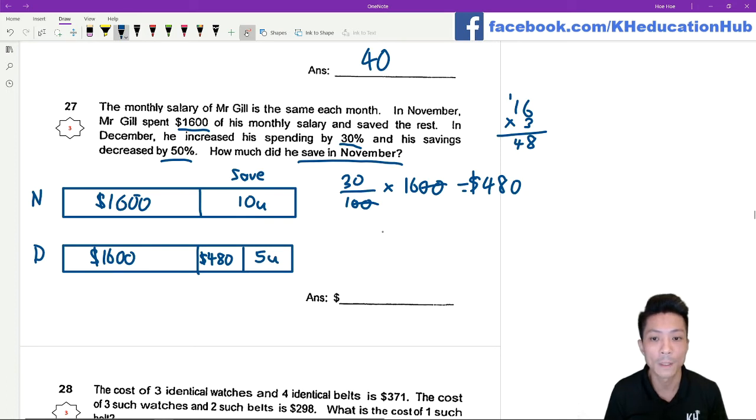So we know that 5 units is equal to 480. We just need to find what is 1 unit. 480 divided by 5 is 96, and we just need to find what is 10 units, which is 960. 960 is the amount he saved in November.